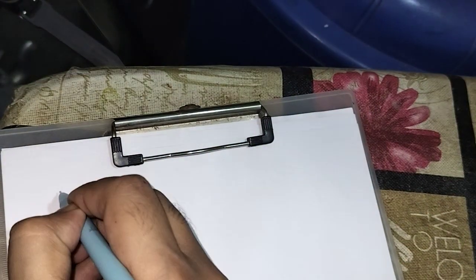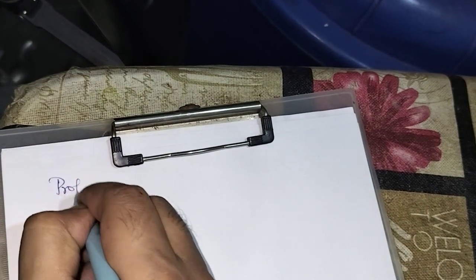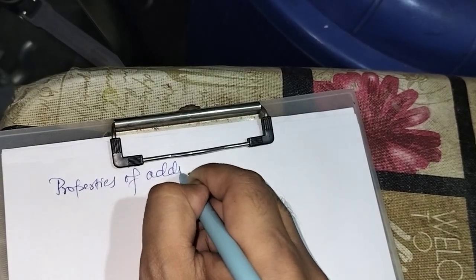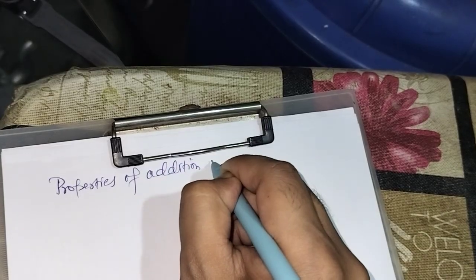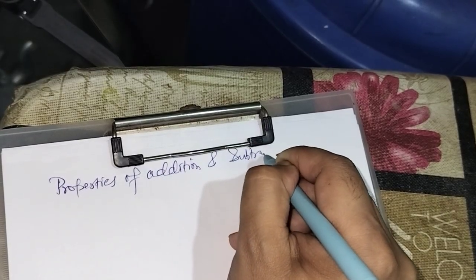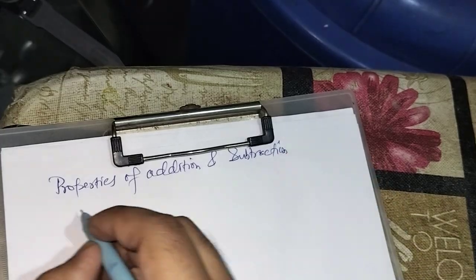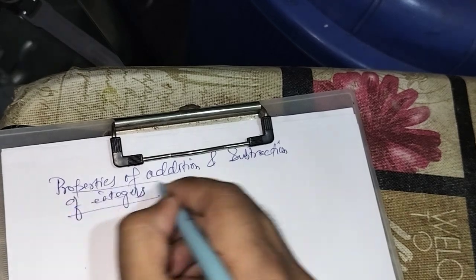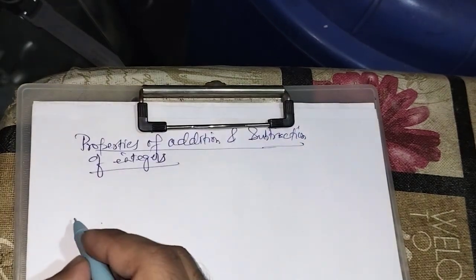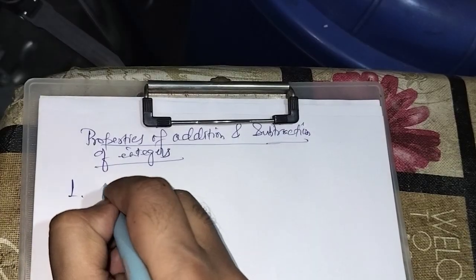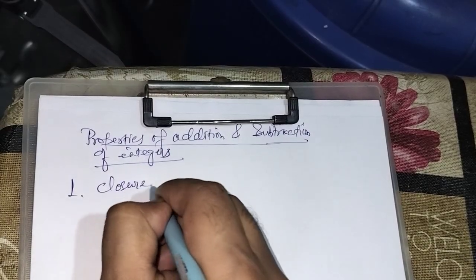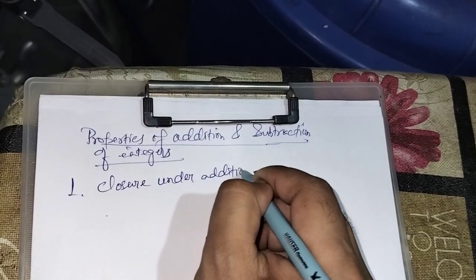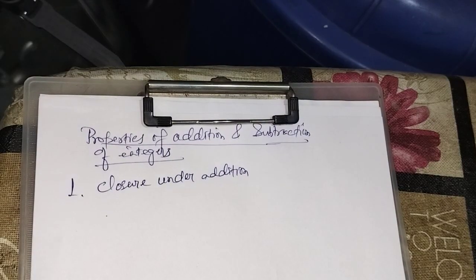Properties of addition and subtraction of integers. This is the heading. Number one, first property is closure under addition, right? Closure under addition.